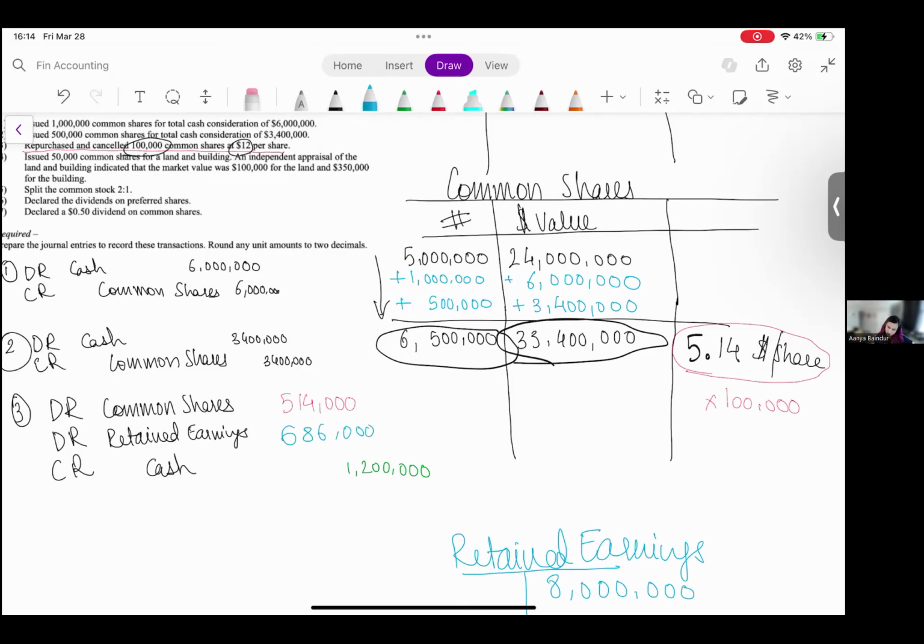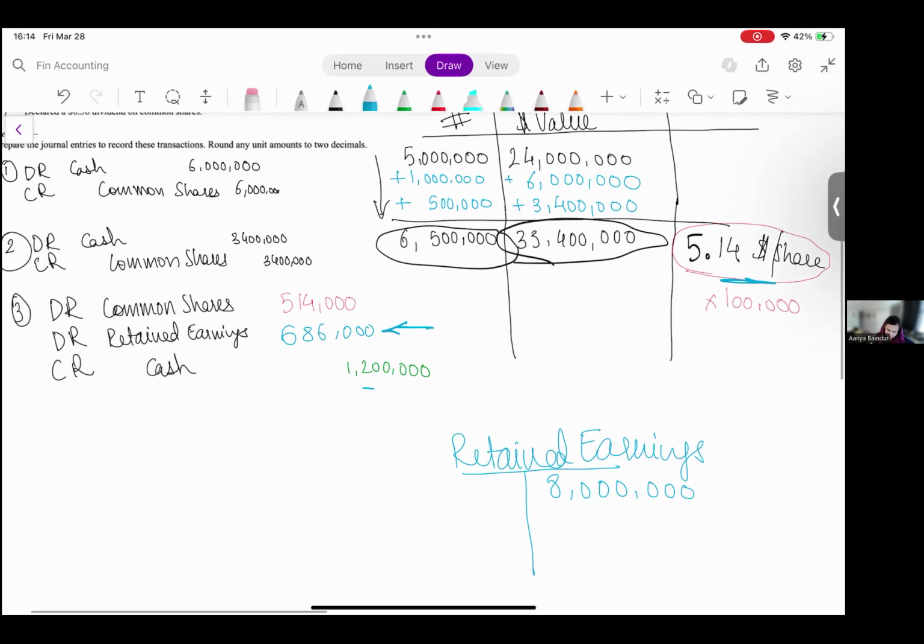Nice. So this is how you repurchase a share. You find the average share price. Your common shares get debited by the number of shares repurchased times the average share price. Then your cash goes down by however much the question tells you you paid for the shares. And then whatever the difference between the two is, that flows to your retained earnings account. So let's go ahead and update the changes that we made here.